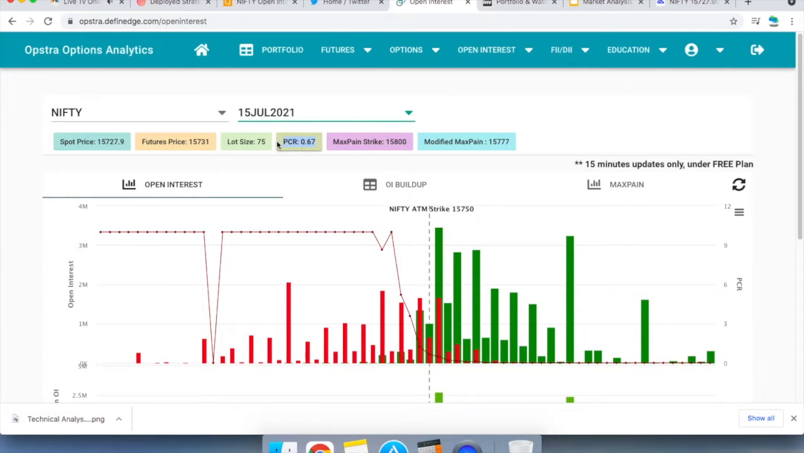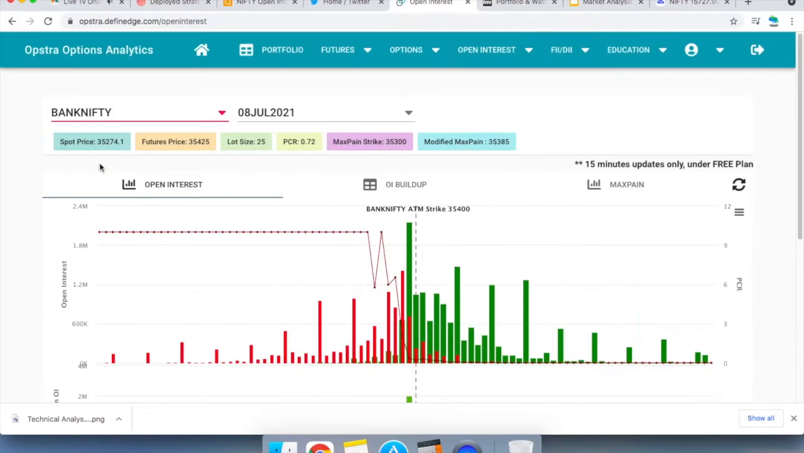Put call ratio has gone to 0.67, which is not good. It was about 1 point something yesterday. And for Bank Nifty, if you see, the put call ratio has again come down to 0.72, and this also seems to be a bearish chart with high resistance at 35,300.